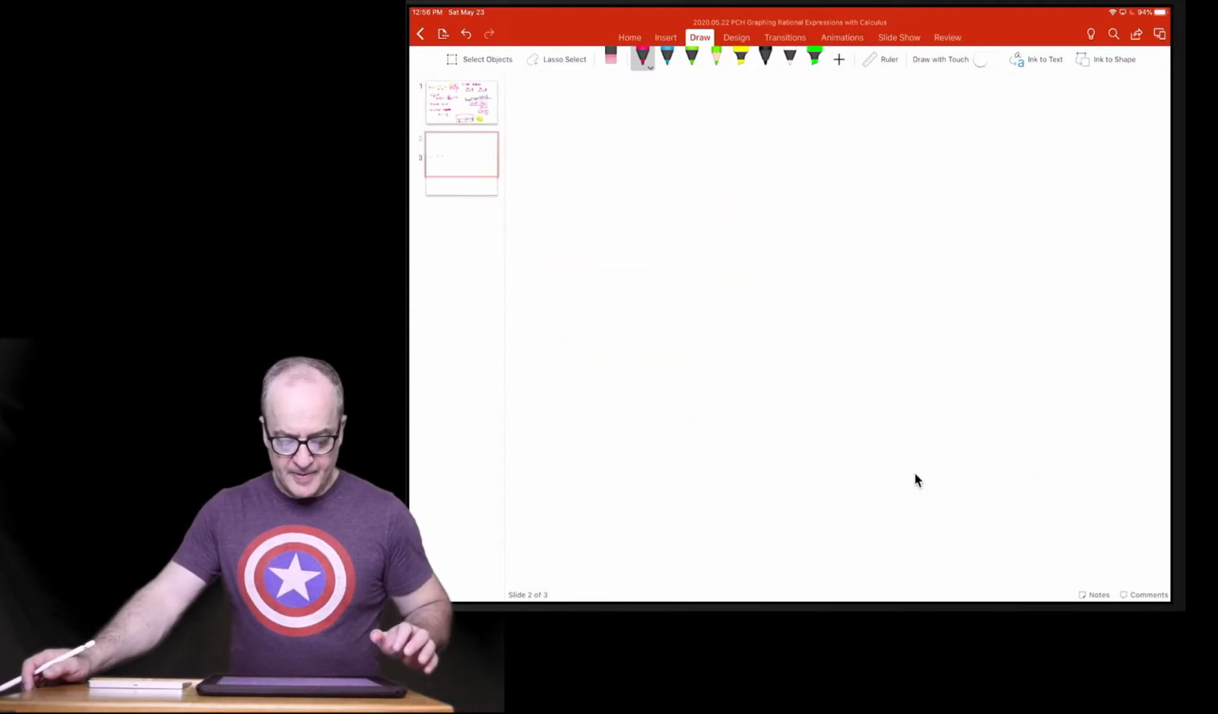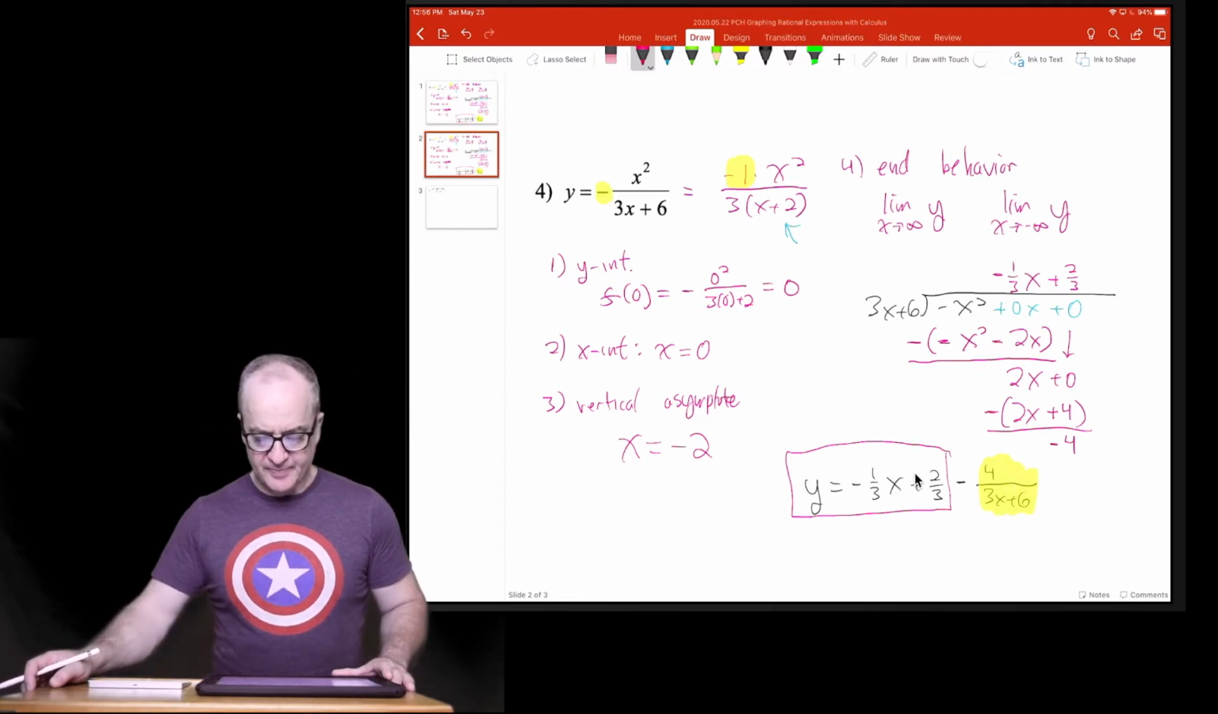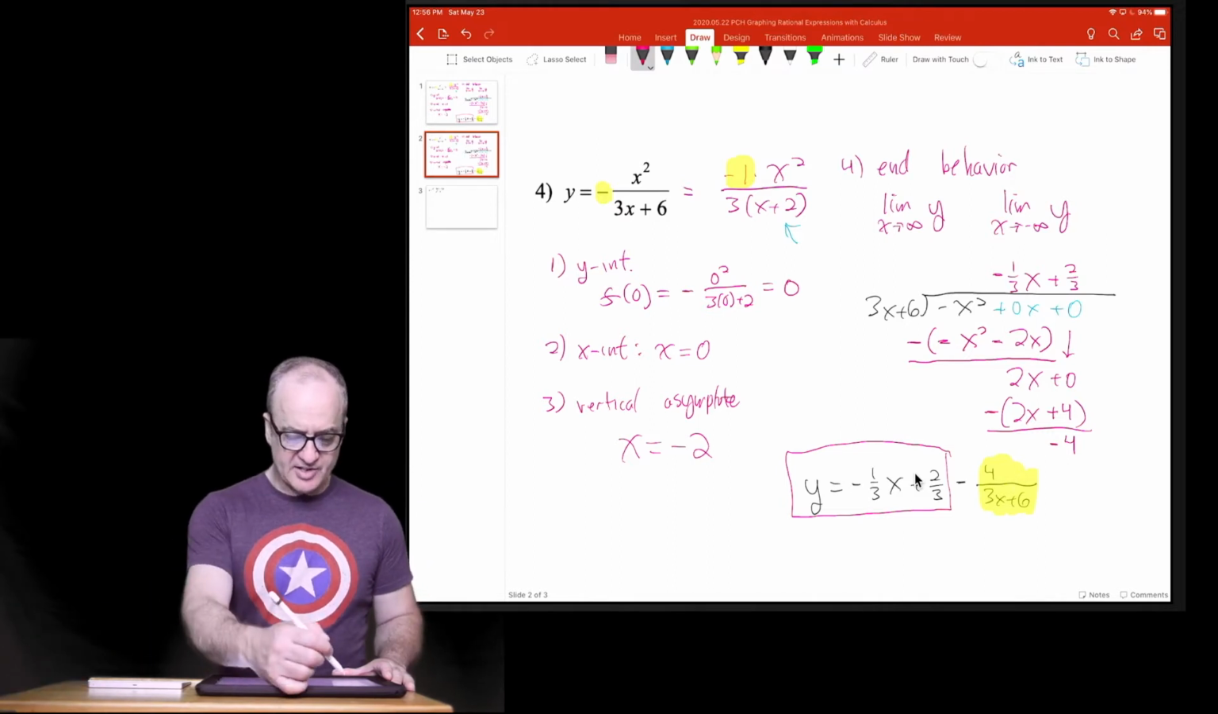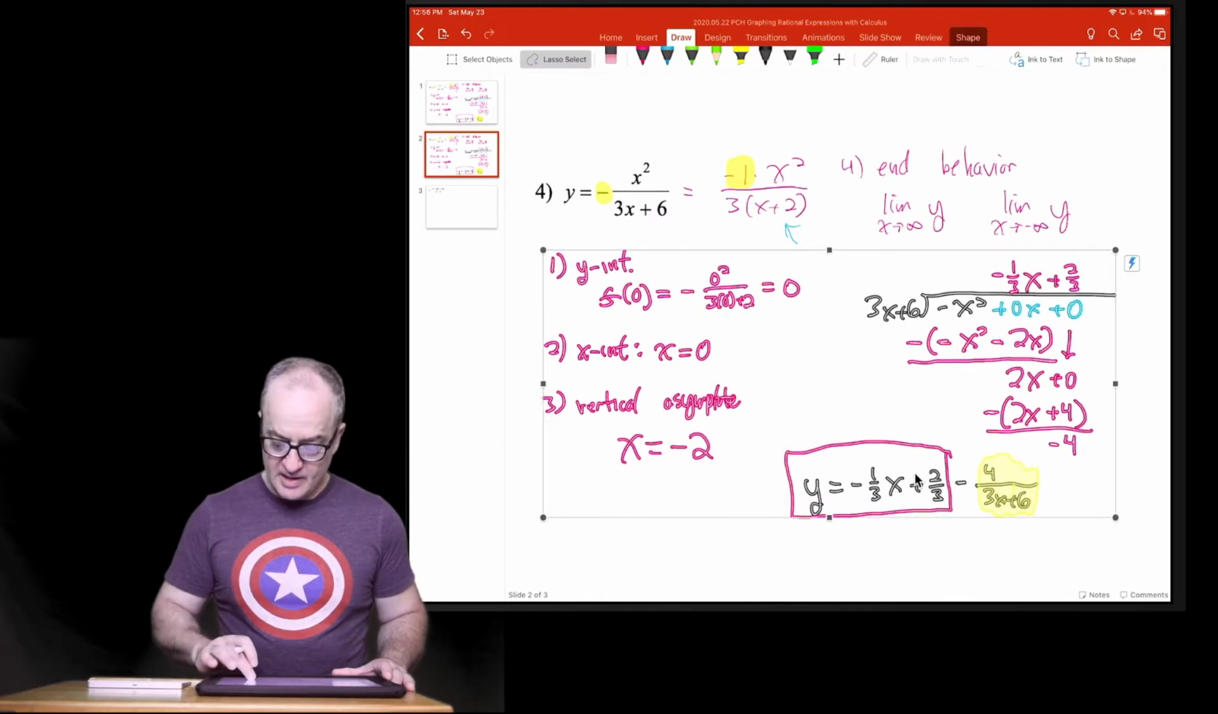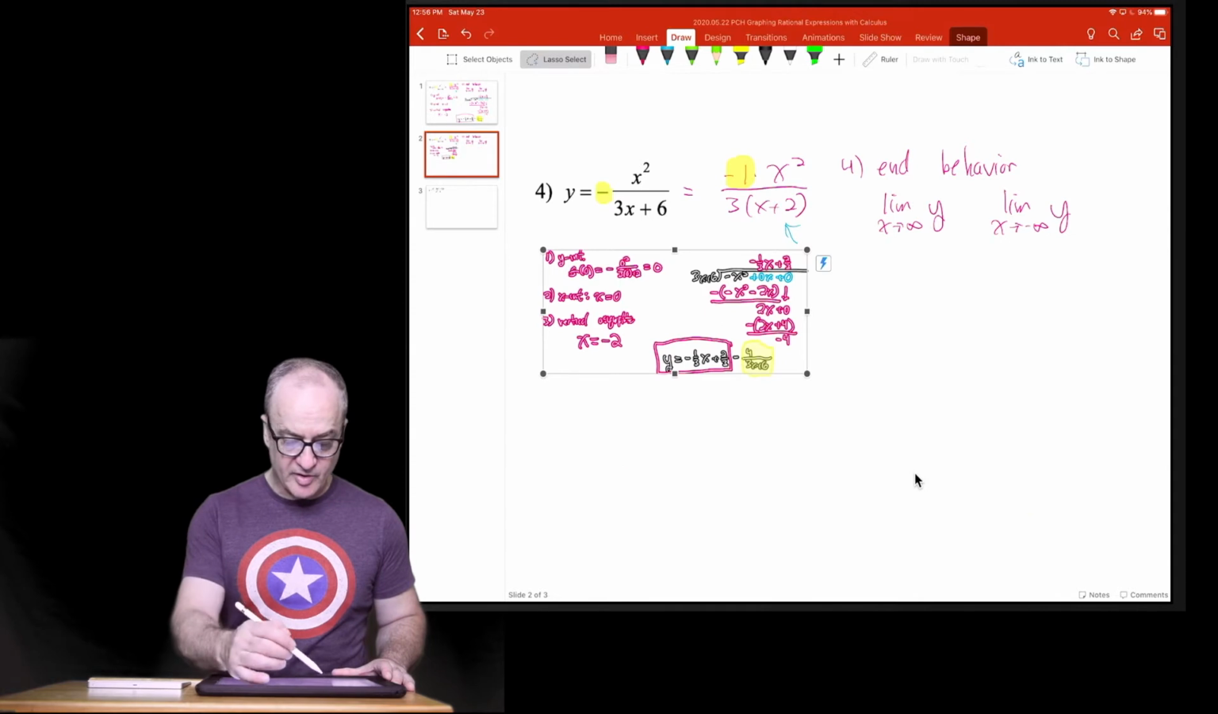Okay. We've got to do the sign analysis next. It's not quite enough information to even sketch our graph yet. Let's do some sign analysis. So let me get rid of all this.